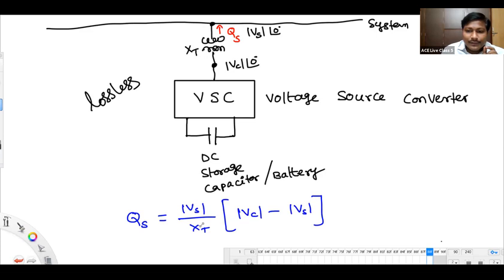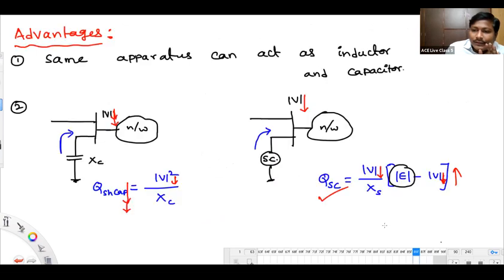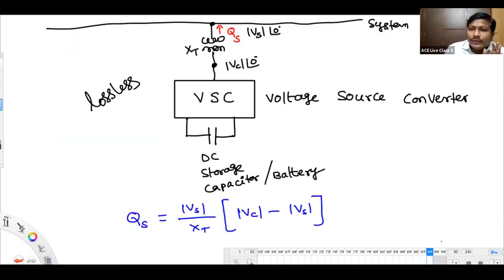Listen all of you please. Is it looking similar to the synchronous motor equation? Yes or no? Which is in our control? Vc is in our control. Vs is the system voltage, terminal voltage. It's looking like the synchronous motor equation only, but static. There is no rotating body.